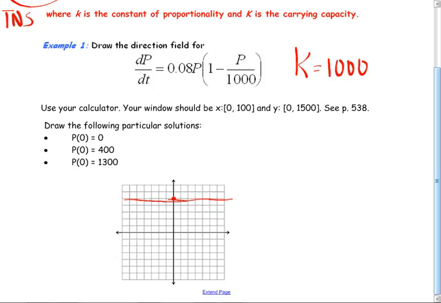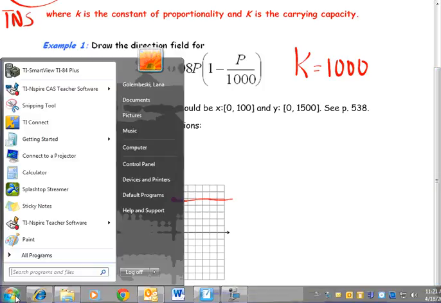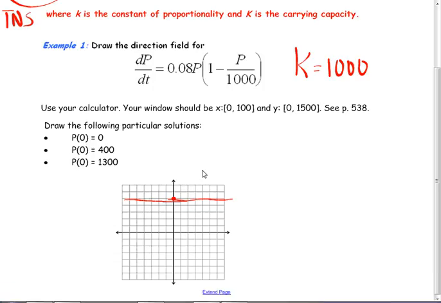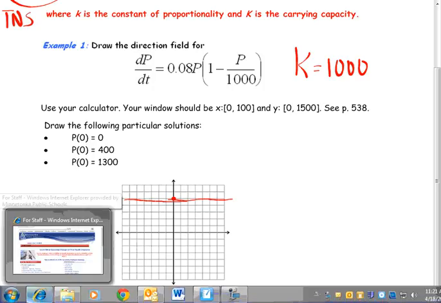And I said use your calculator. Now, do I have slope field in my calculator? I believe I do. So what's your window going to be? I have it set for you: 0 to 100 and 0 to 1500. I used to have a program, and I don't know what happened to it. Maybe somebody has it. Do you guys have Euler 2?